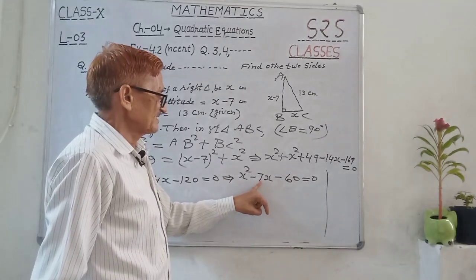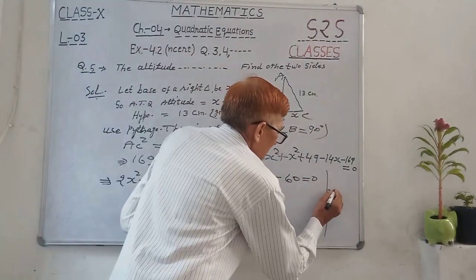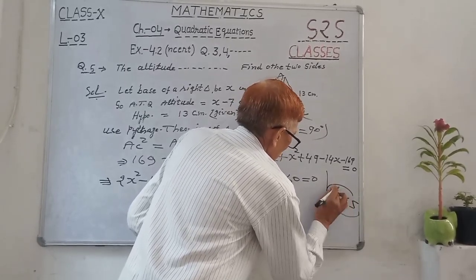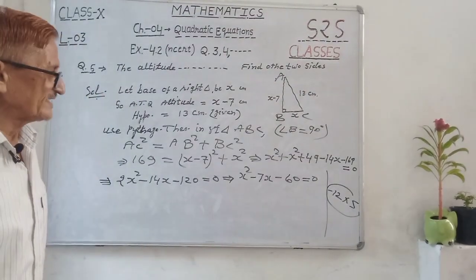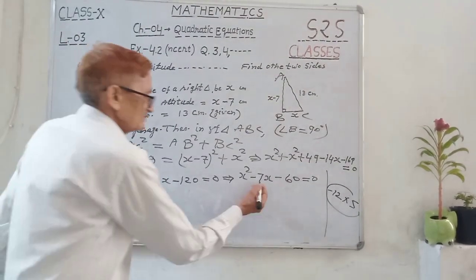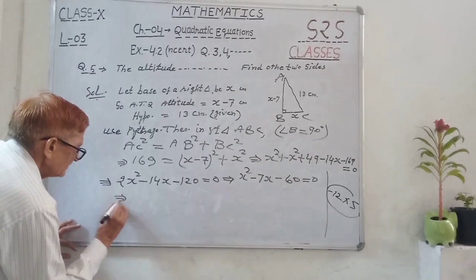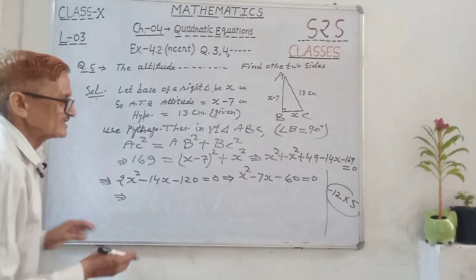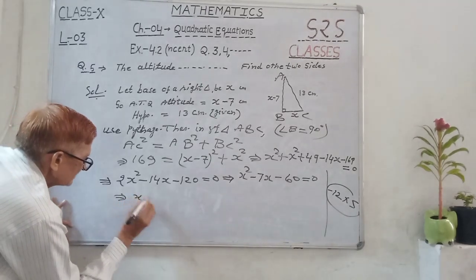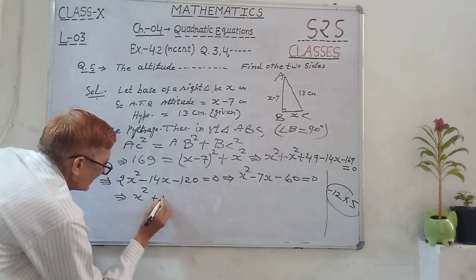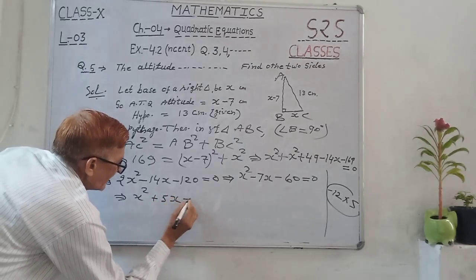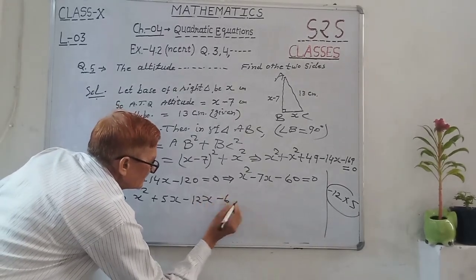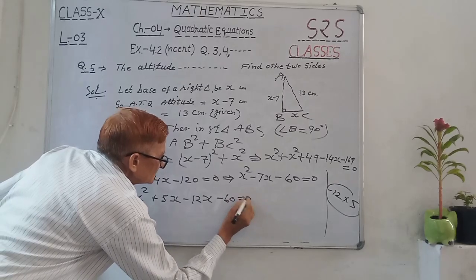And the sum is negative, means the negative is larger. So minus 12 and plus 5. Product is minus 60 and sum is minus 7. Then we can split the middle term into two terms, minus 12x and plus 5x. So x square plus 5x minus 12x and minus 60 is equal 0.